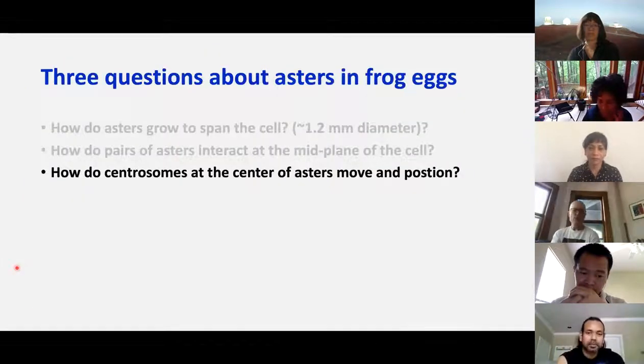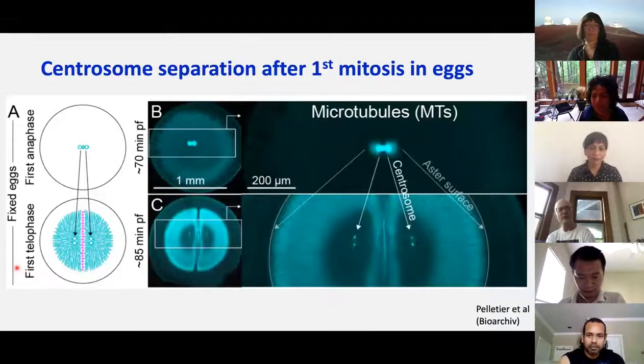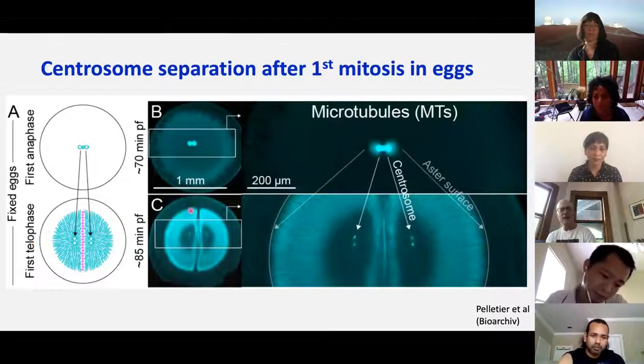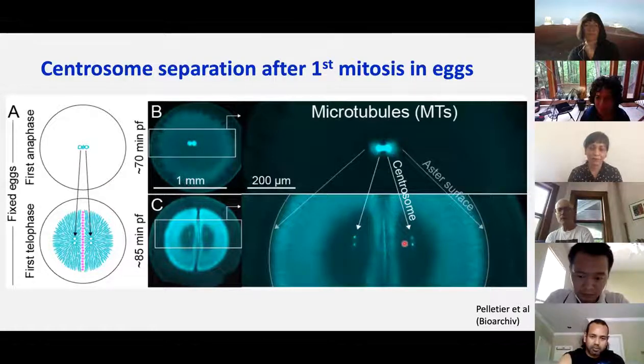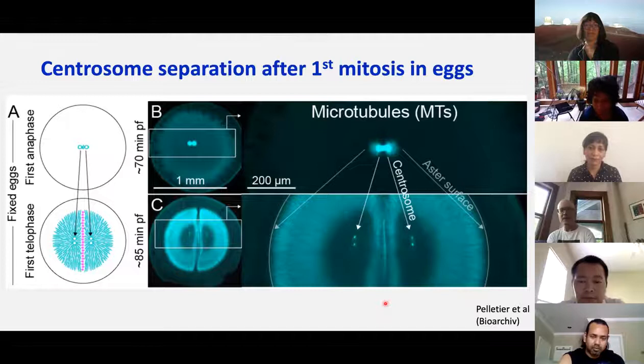Okay, and now I want to move to how the asters move in position, or particularly the centrosomes at their center. And in eggs, it looks like this. This is sort of a recapitulation. So here's at mitosis, here's 15 minutes later, the centrosomes have moved apart. They've also split in two pairs here, and that splitting occurs with a characteristic angle that we're fascinated by, and that's the next thing we're going to work on. We don't know much about that yet.